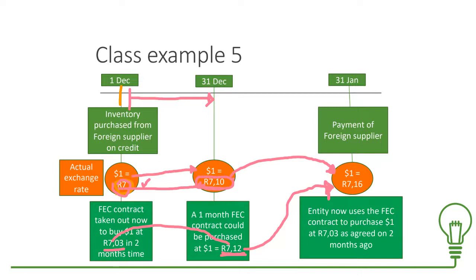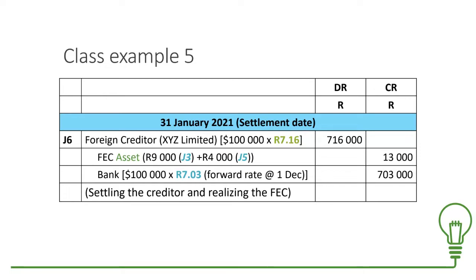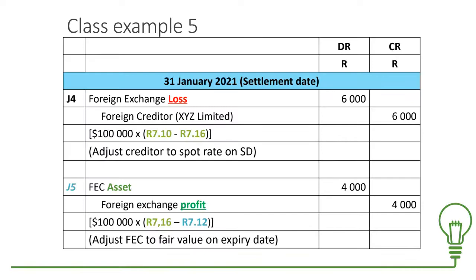Again, we're going to move with the creditor to a loss position, from 7.10 to 7.16 with the creditor. And then we're going to move from 7.12 to 7.16. Now, why are we going back to the spot rate here? The reason is that on that day, the fair value of the money that we receive is equal to the spot rate. In this transaction we're going from using the forward rate to using the spot rate, which means we are showing that the fair value has now changed and is now equal to spot. So that's what's going on there.